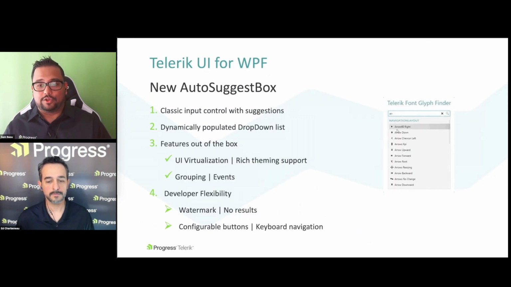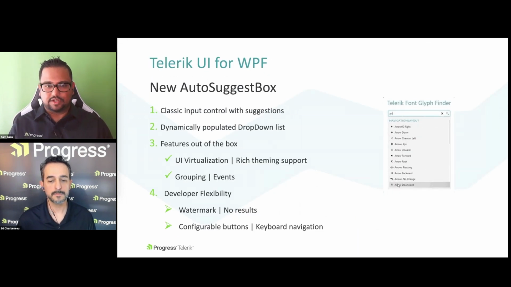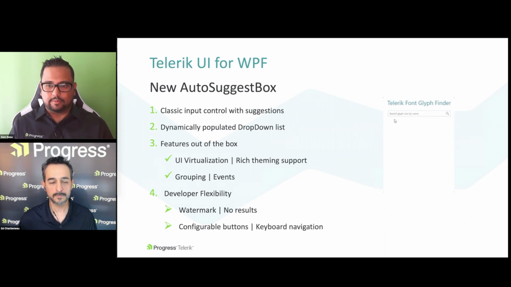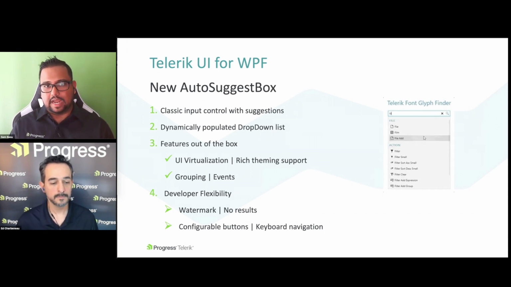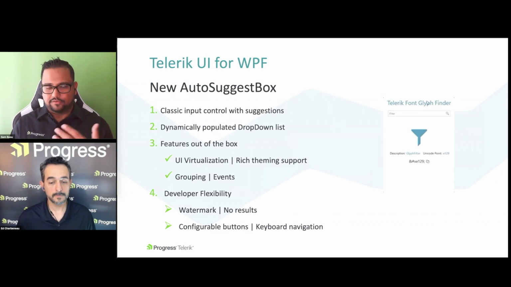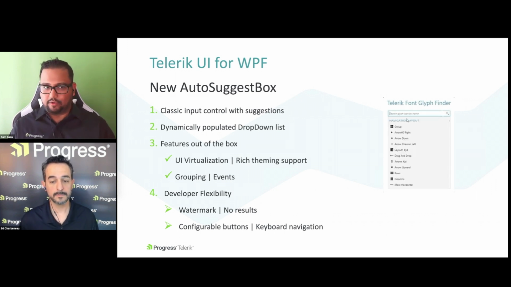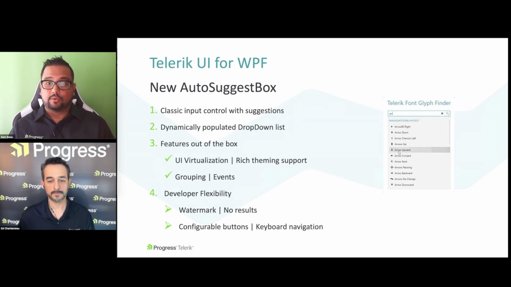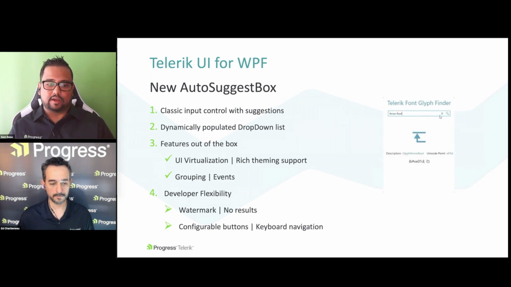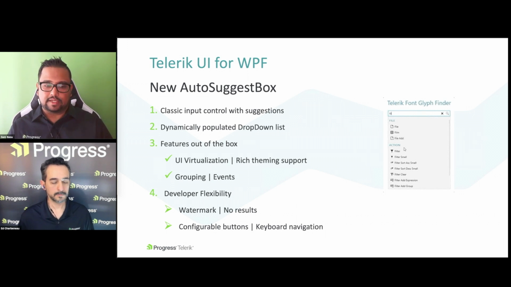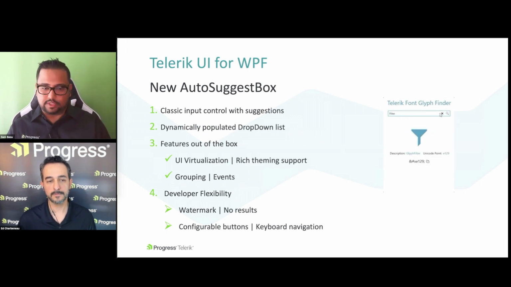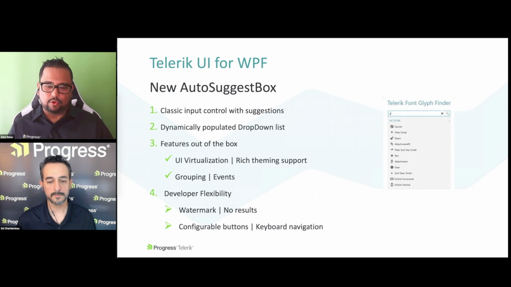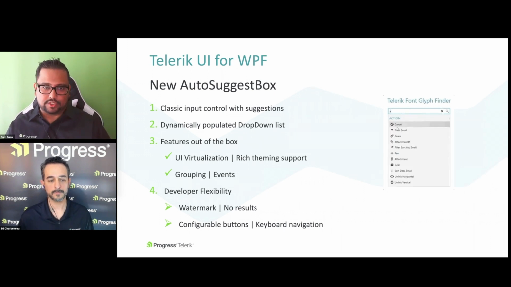We have a brand new auto suggest box, which is kind of a variation on the combo box, but this one's a little bit on steroids. Again, it's a dynamically populated drop-down list, fully driven by templates. You can make it look however you want. It supports full UI virtualization. It can do grouping. It has different event handlers that you can respond to. Rich theming support, so you can again make it look however you want. It has watermarks. If you don't find results, there is an easy way to handle that. The clear buttons and the search buttons are all configurable, and it has keyboard support. So very, very rich auto suggest box.